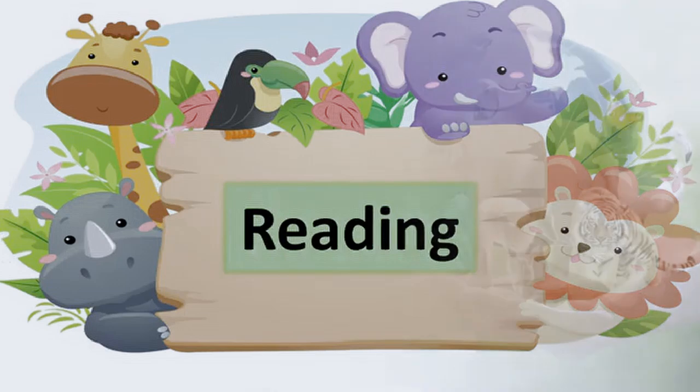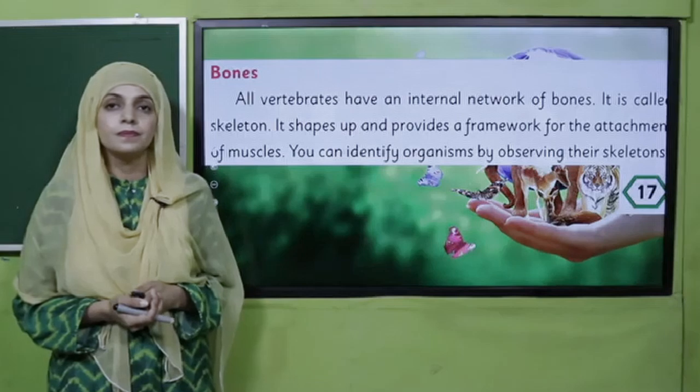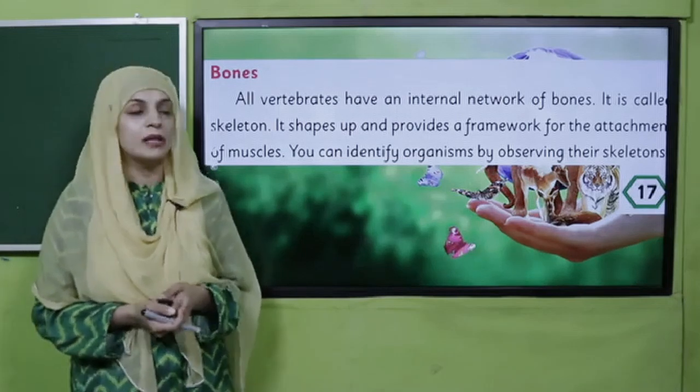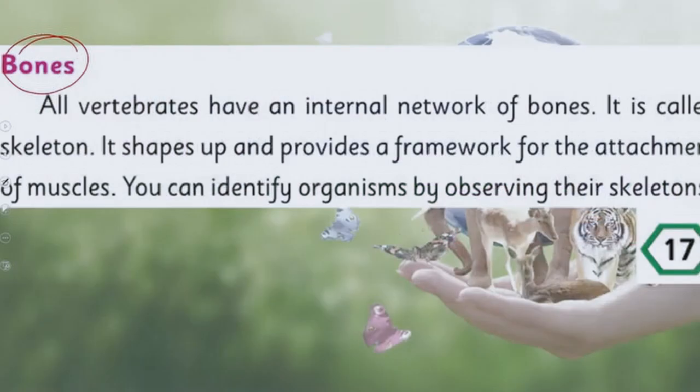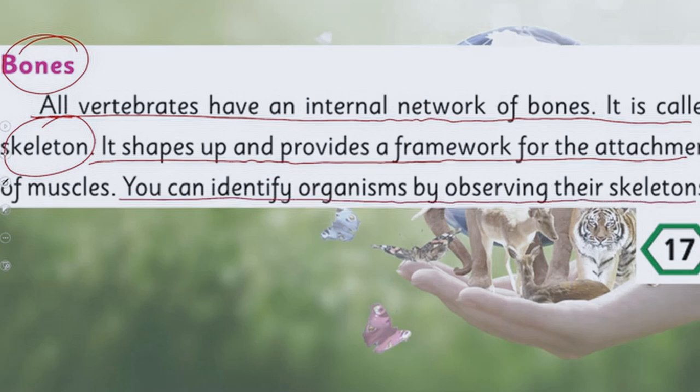So my dear students, now is the time for reading. I request you all to please open page number 17 in your Science 4 books. I hope everybody has opened the page, so let's start the reading. Put your fingers where I will read. Bones. All vertebrates have an internal network of bones. It is called skeleton. It shapes up and provides framework for the attachment of muscles. You can identify organisms by observing their skeletons.